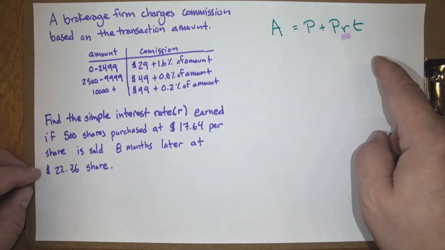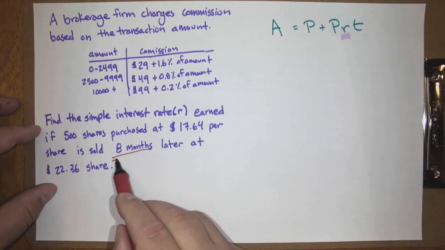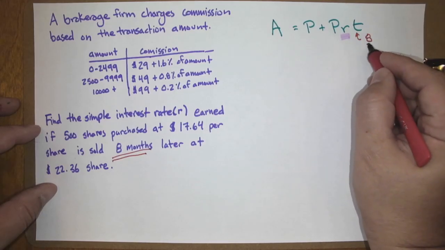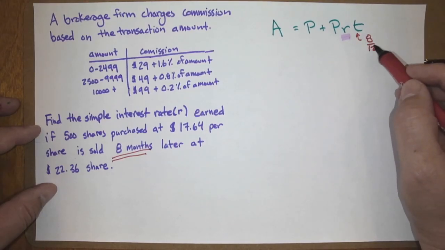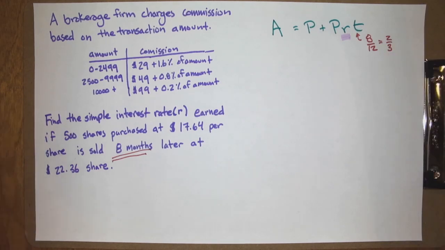Okay, some of these things are going to be quick. T. What will T be? Eight months. So 8 over 12. And if you want, you can see that these are both multiples of 4, so this is 2 over 3. All right, now we have to think about A and P. So, which one do you want to do first? The present or the future?